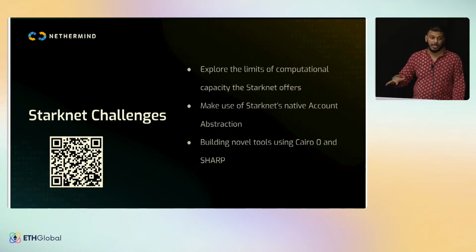Cairo 0 is a low-level ZK proof language, so the proofs that you get from Cairo 0 are the most efficient ZK proofs that you can get in a nice, efficient language. So I think that's a goldmine of tooling to be built there.